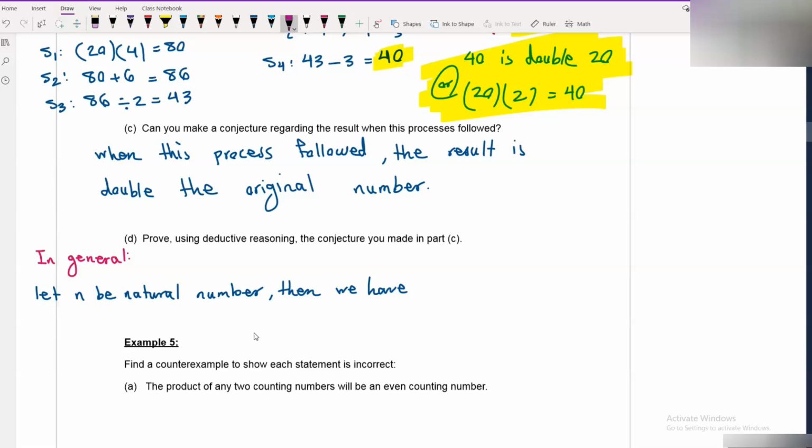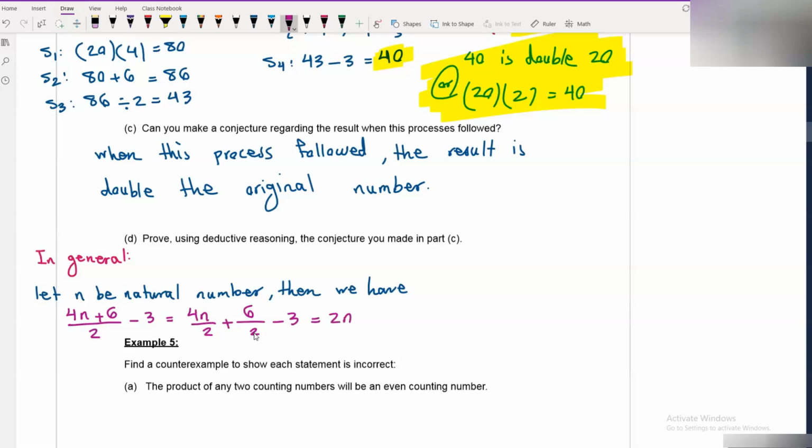So the first step was multiplied by 4. So 4 times our natural number. And we had to add 6, divide by 2, and finally subtract 3. I'm going to solve this one. So 4n divided by 2 plus 6 divided by 2 minus 3.